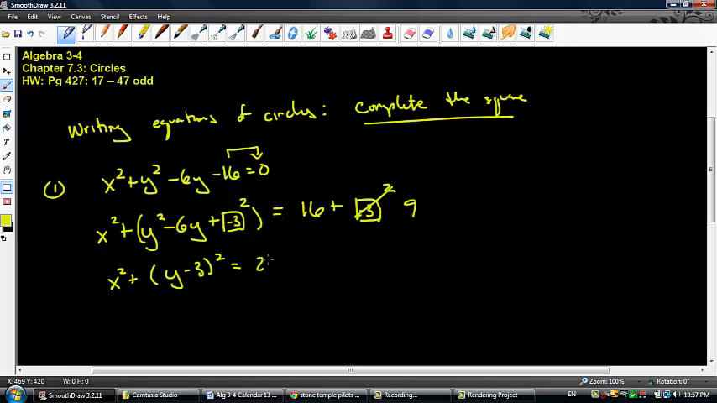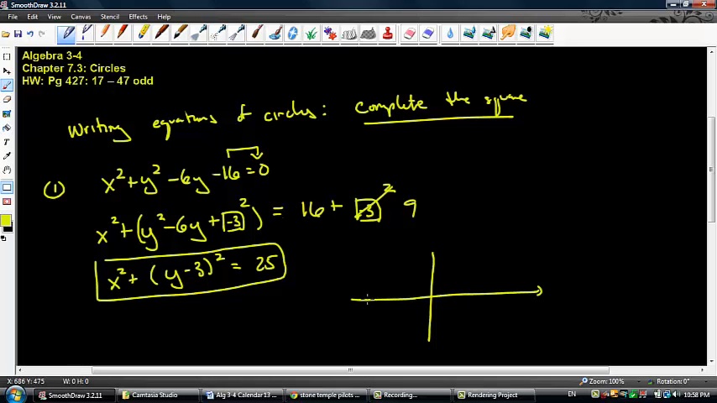16 plus 9 is 25. This is my equation of a circle. They might ask you to graph it, and that's okay. You've got to identify that the center is at (0, 3). Then we move out 5 in each direction because the radius is equal to 5.